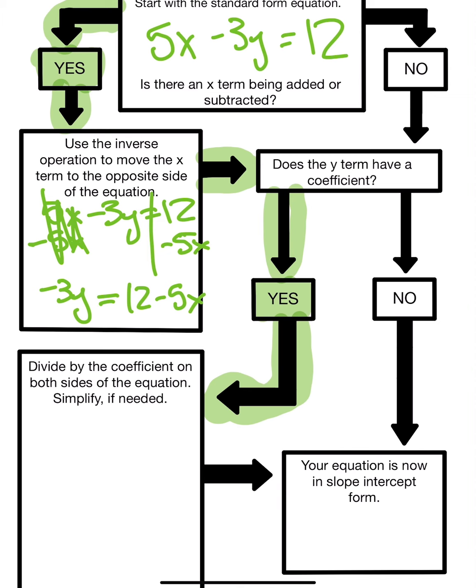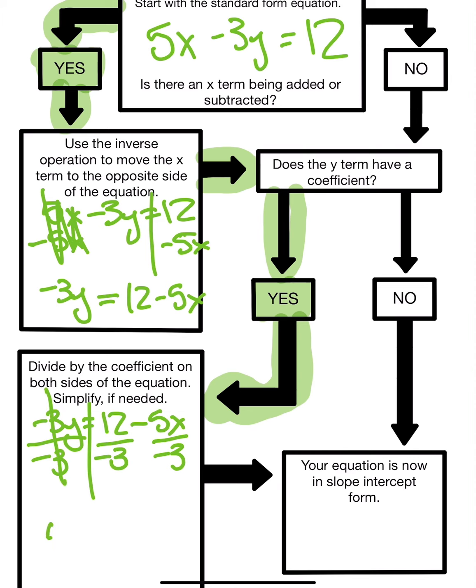Simplify if needed. I'm going to rewrite our equation from the last step we were on. It says to divide on both sides, so that's what we're going to do. Divide by -3 on both sides, to each term. So then this is gone, and we have y equals 12 divided by -3. Well, it's going to be -4. And -5 divided by -3. Ooh, okay. This is a little complicated.